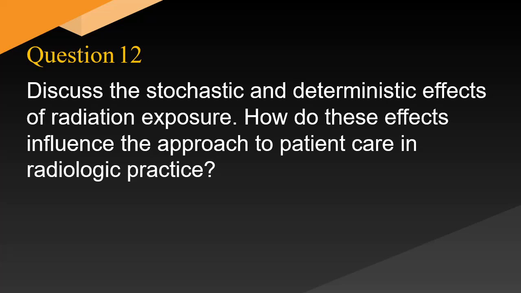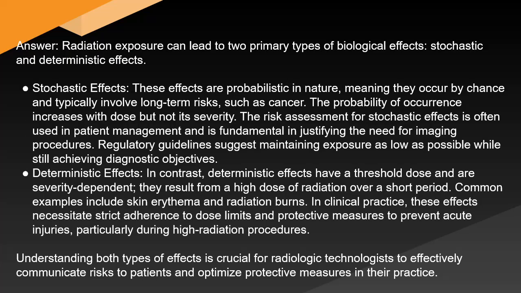Discuss the stochastic and deterministic effects of radiation exposure. How do these effects influence the approach to patient care in radiologic practice? Answer: Radiation exposure can lead to two primary types of biological effects: stochastic and deterministic effects. Stochastic effects. These effects are probabilistic in nature, meaning they occur by chance and typically involve long-term risks, such as cancer. The probability of occurrence increases with dose but not its severity. The risk assessment for stochastic effects is often used in patient management and is fundamental in justifying the need for imaging procedures.